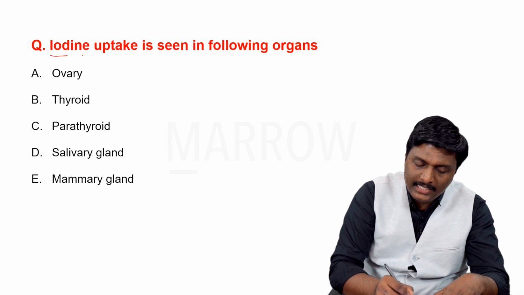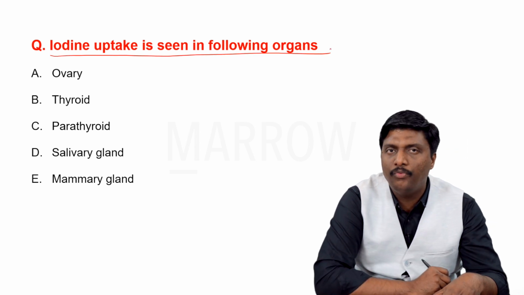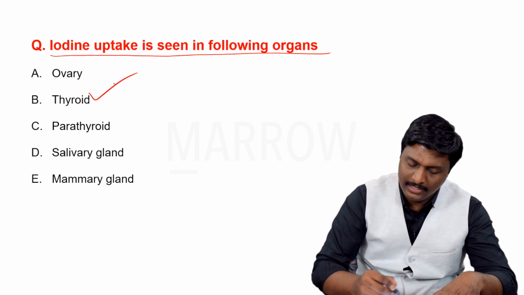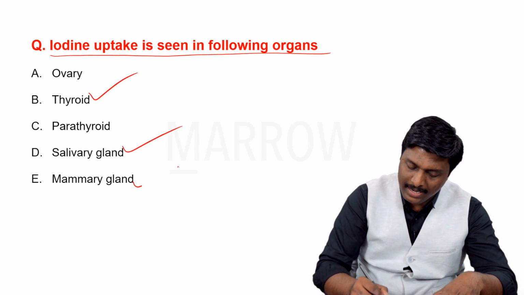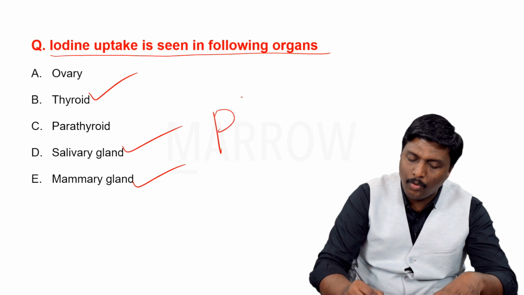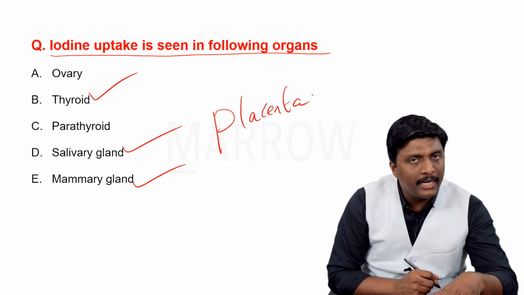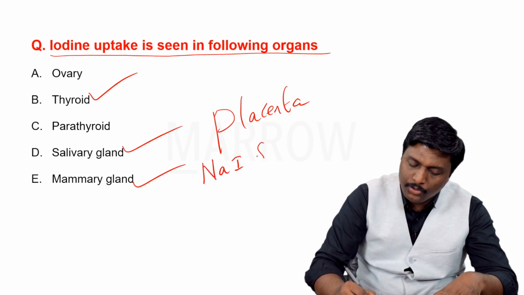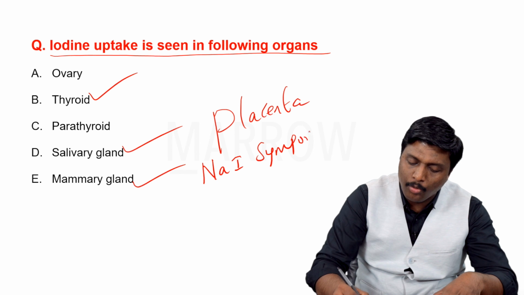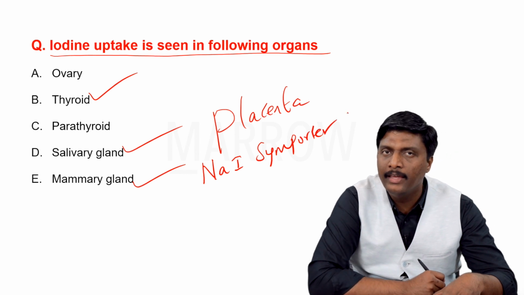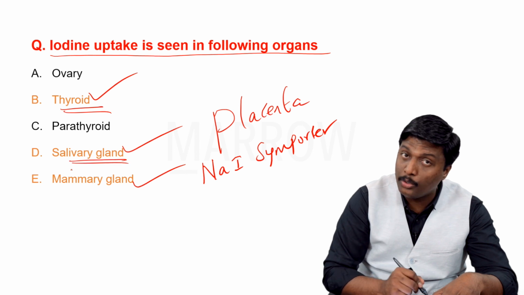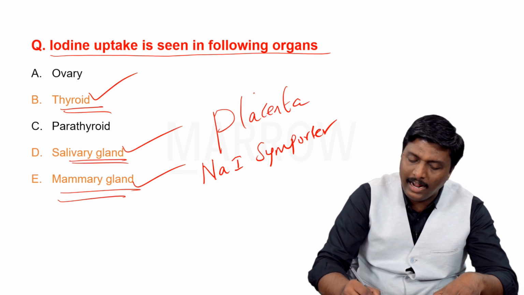Iodine uptake is seen in the following organs. Which all organs can take up iodine? Thyroid gland can take up, salivary gland can take up, mammary gland can take up. Other than that, one other important name what I told you, placenta. How can they take up iodine? Because they have one important transport protein, sodium iodide symporter. Very important MCQ. In these locations, thyroid gland, salivary gland, that is my parotid gland, mammary gland and placenta.